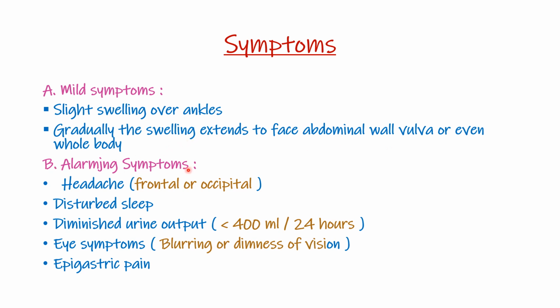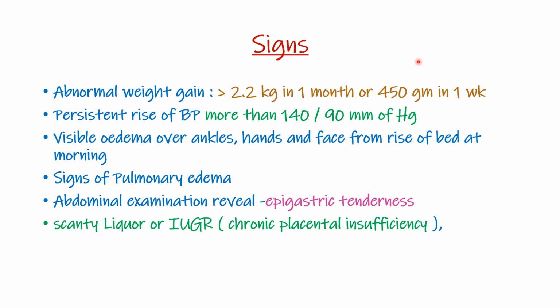And alarming symptoms, which are mostly neurological, liver, and kidney related, include headache, which could be frontal or occipital, disturbed sleep, and diminished urine output, which could be anuria or oliguria, and less than 400 ml per 24 hours. Eye symptoms include blurring or dimness of vision, and epigastric pain, whose pathophysiology we have already explained. In terms of signs, this is what you see.